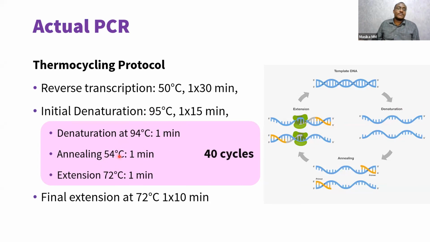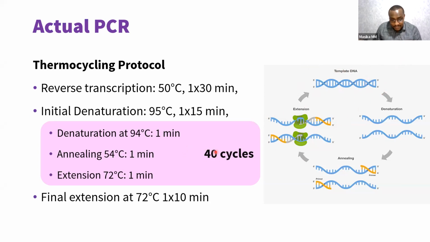You can see we have cooled down from 94 to 54 degrees Celsius, for example. It could be 50, it could be 60. And after cooling down, the primers attach or anneal. And then after they anneal, the polymerase attaches to the primer. And when you take the temperature to 75 degrees Celsius, it extends, copying that strand into double-stranded DNA. You can see here the end product is double-stranded DNA.